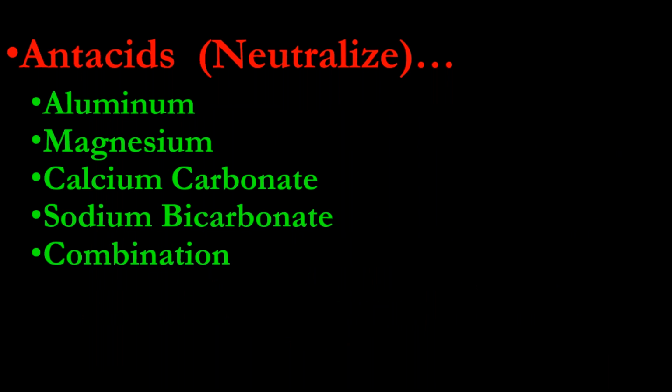Okay, antacids, you need to get familiar. Aluminum, what is the side effect of aluminum? Everybody, please. Constipation, right? Magnesium is going to be diarrhea. Calcium carbonate, kidney stones. Sodium bicarbonate, metabolic alkalosis. Excellent.